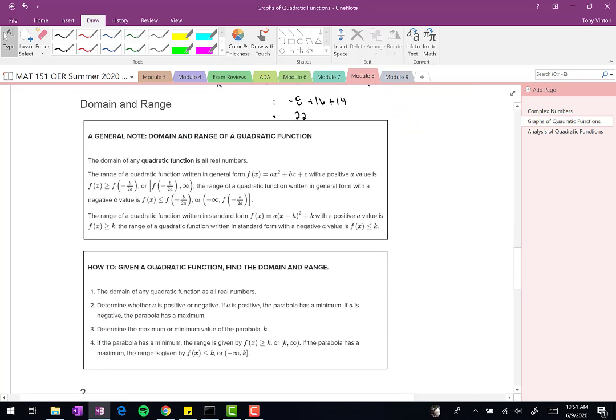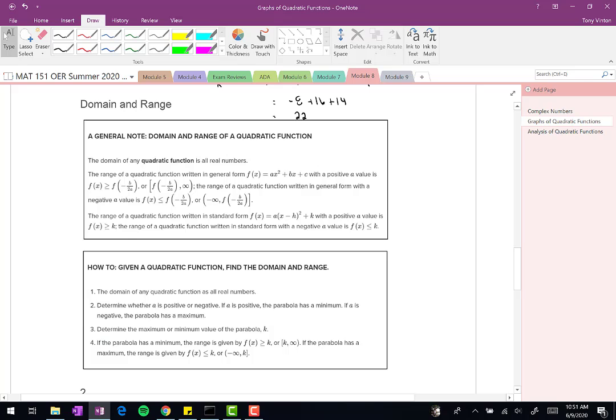Now, the domain. We've talked about functions. Remember in module 7 we were talking about the function of a line, and we talked a little bit about domain and range and how all that matters. Same thing with quadratics. We're always concerned about the domain and range. The domain of any quadratic function is always going to be all real numbers, unless it's stated otherwise.